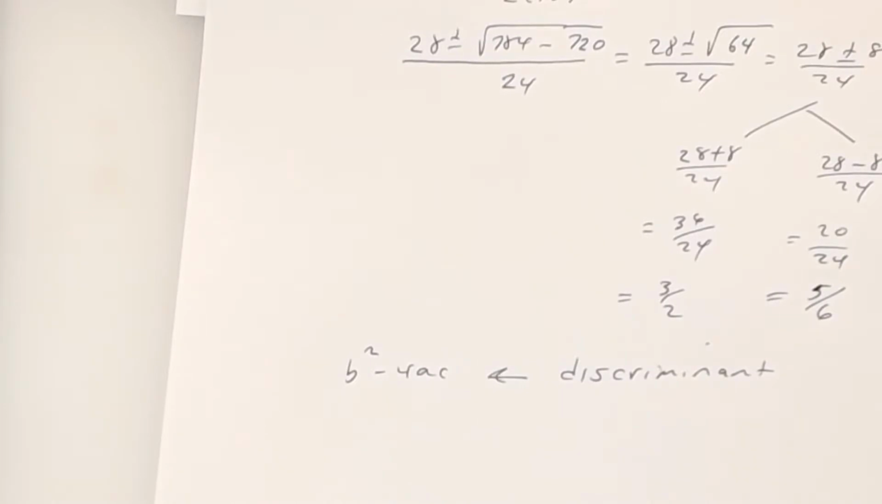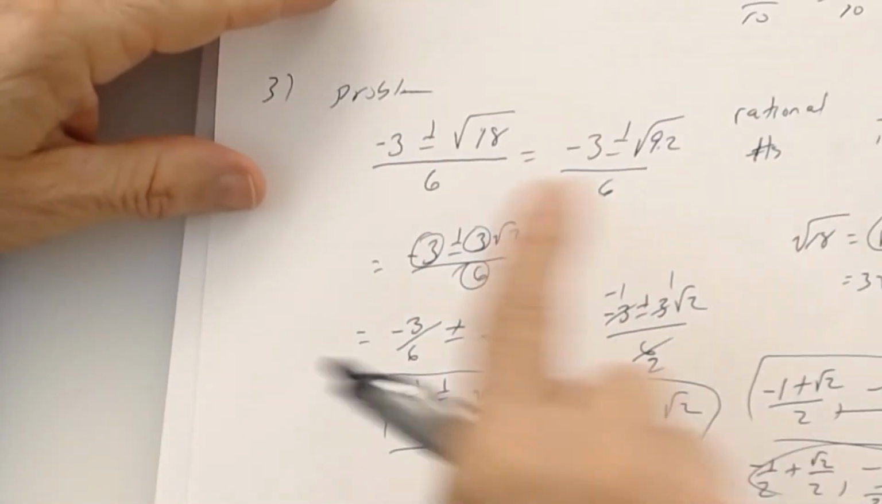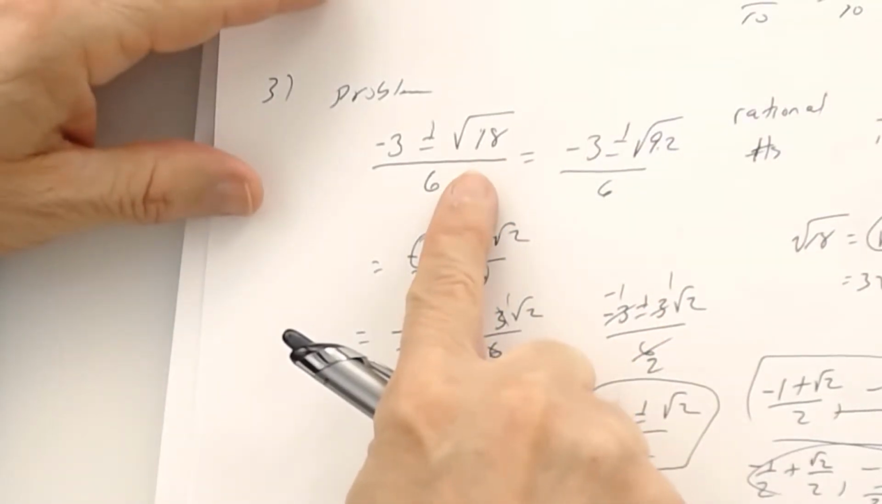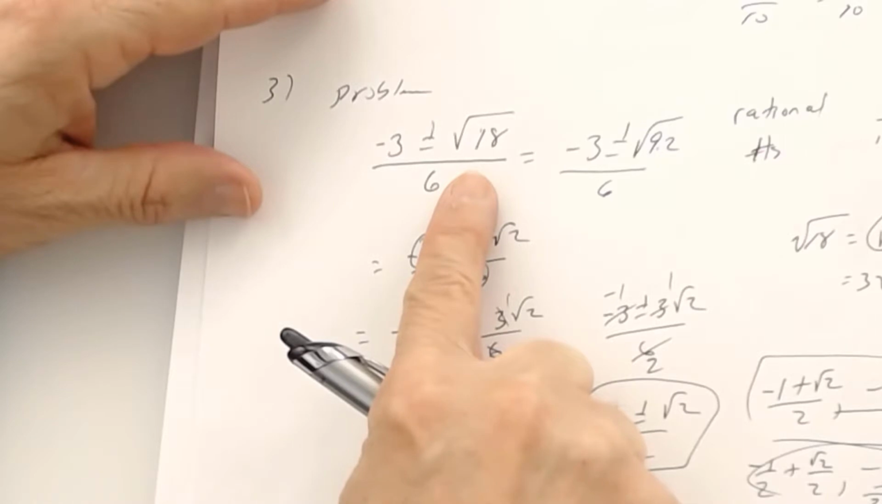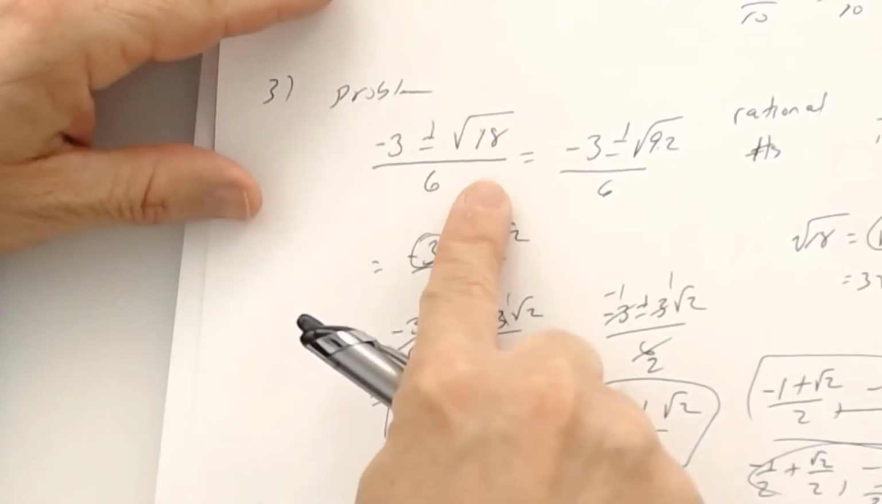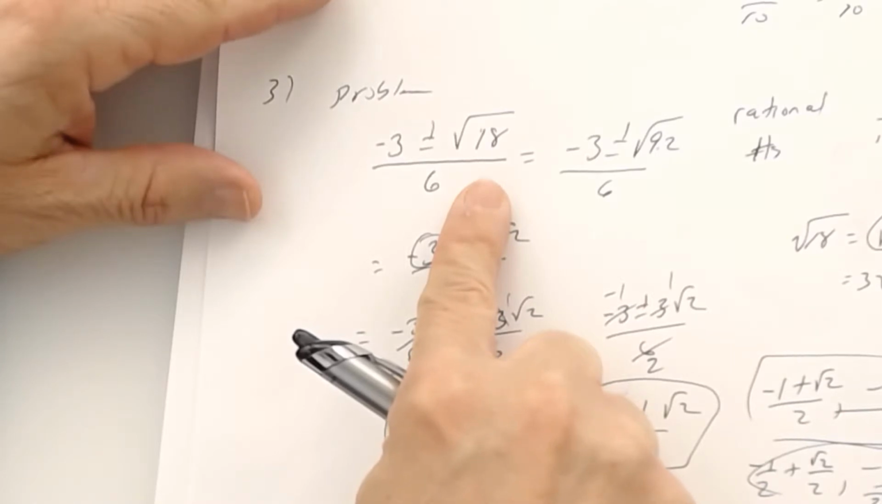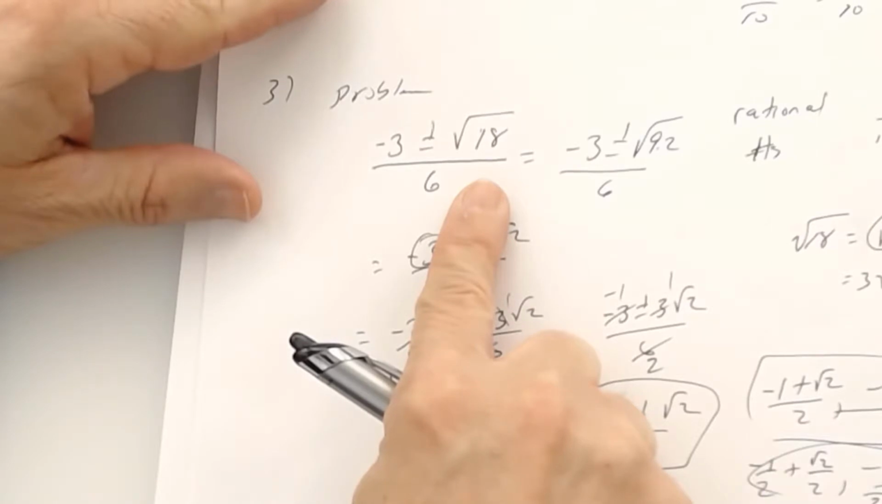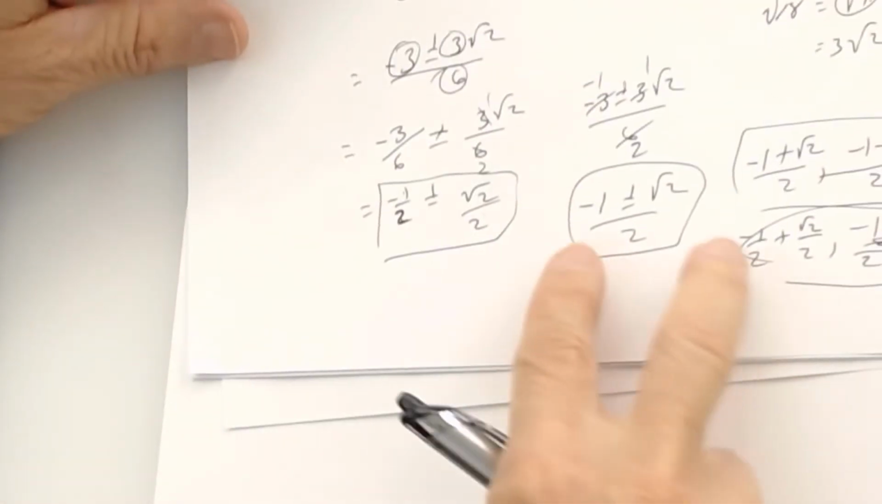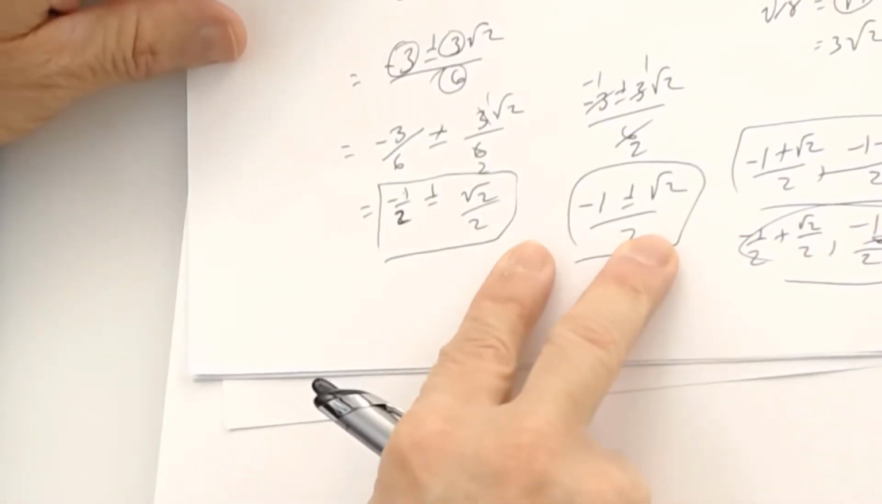Okay? Earlier, if I can go back to what we did earlier, we got this one here. What's the discriminant over here? What value is the discriminant in this problem? 18. Is 18 a perfect square? No. So I'm going to end up with rational or irrational? Irrational. Those are the solutions. How many were there? 2.